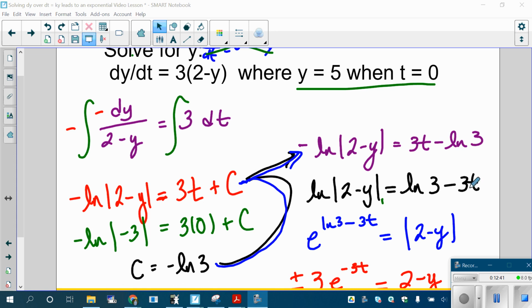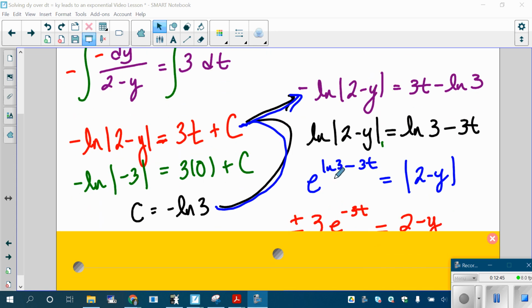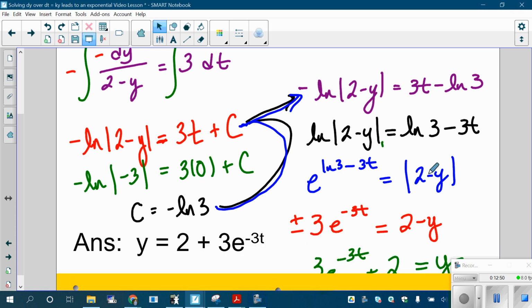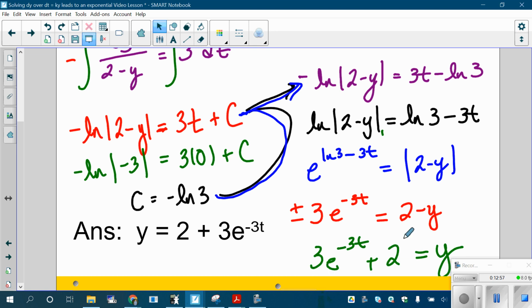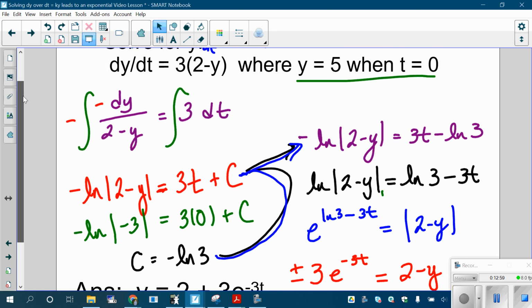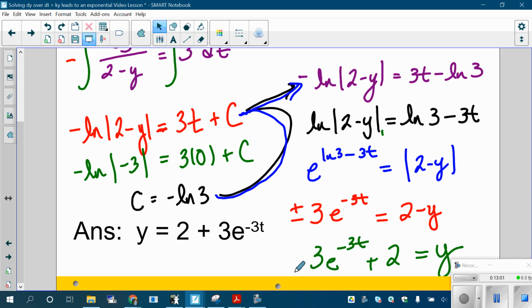Divide both sides by negative 1. Flip it into exponential form. Change that e to the ln of 3 to just a 3 out front. Don't forget about our absolute value. So when we get rid of that, we need to put a plus or minus. Get the y by itself, and then let the initial condition, when t is 0, y is 5, dictate that we want this to be a positive 3. The solution here was still exponential, but we couldn't really use that shortcut in the same way. Okay, we just had to separate the variables.